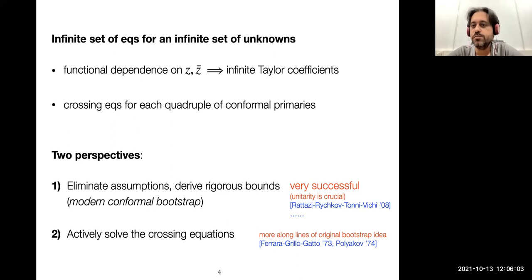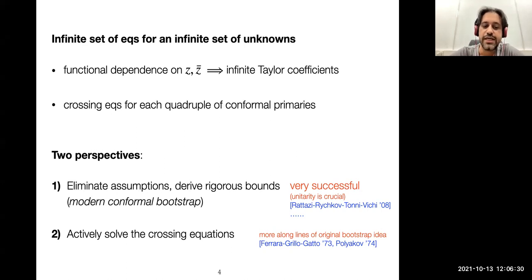There are 2 general perspectives you can take here. One is the one that has been very successful in the last decade, which has led to the modern conformal bootstrap, which you know very well, where you make some assumptions and then you try to eliminate them using unitarity as a crucial tool. That is a wonderful tool. It gives you all sorts of rigorous bounds on several quantities, and has been very successful.